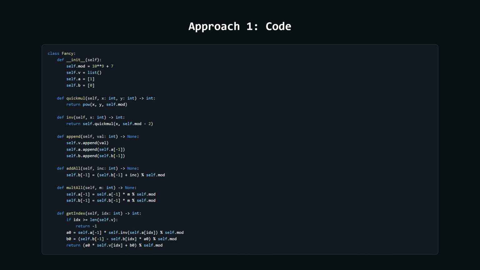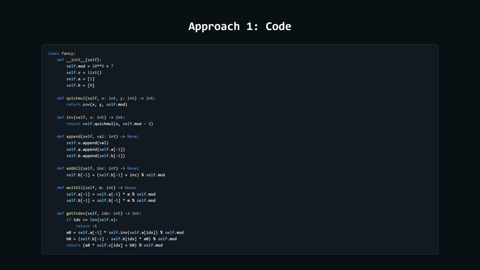Alright, here is the Python code for the first approach. You can see we initialize our tracking arrays with 1s and 0s. We have our helper function to do the inverse math. The append, add, and multiply functions are super fast, just updating the very last item in our tracking arrays.